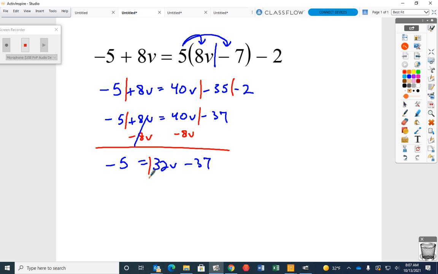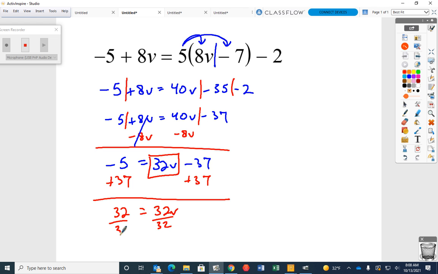Okay? Now I'm down to a two-step equation, right? So I can put this in my box. What's outside that box? Minus 37. How do I get rid of minus 37? I'm going to add 37 here, and I'm going to add 37 over here. Okay, so this cancels. I'm left with 32v. If you owe 5 and you have 37, how much do you have left? 32. Now it gets real easy. I just divide each side by 32. And what does v equal? 1.